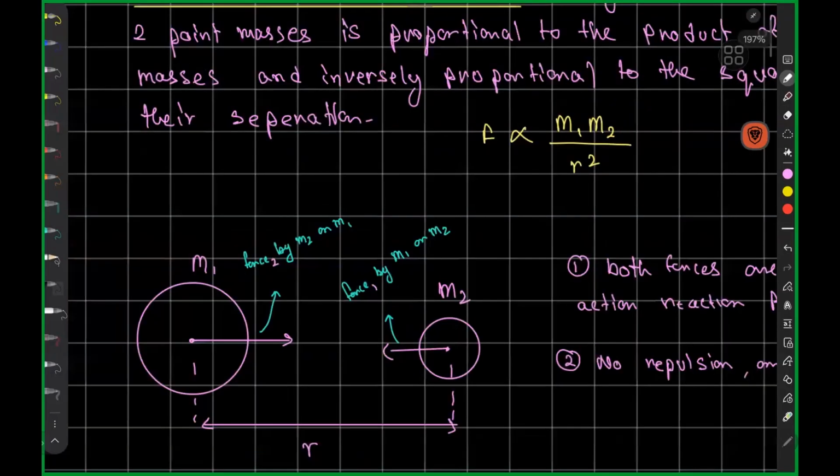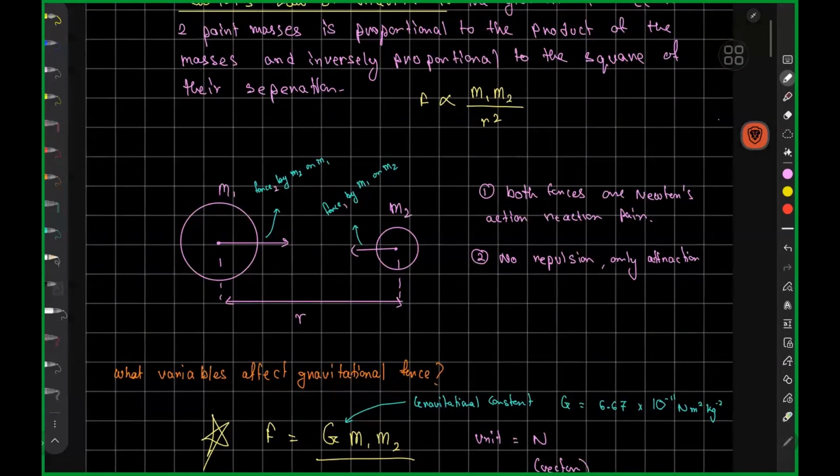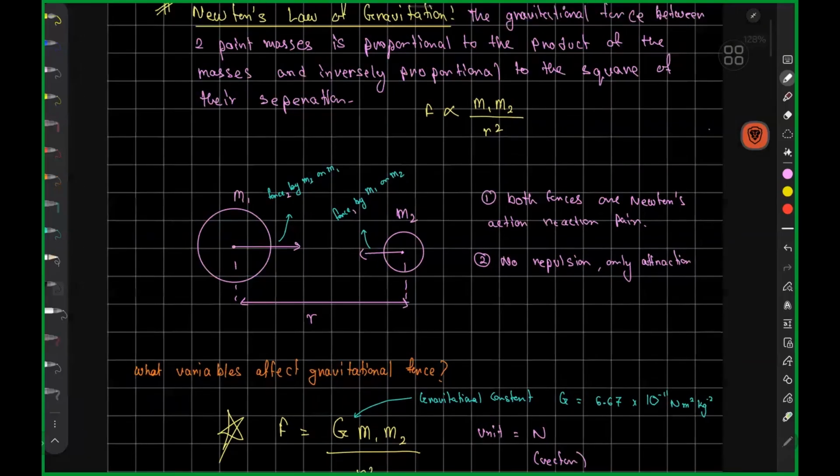So this force by m2 on m1 and this force by m1 on m2 should be exactly equal. Newton's pair forces, right? So the forces should always be equal. And granted the force is always equal, how do I find that force?